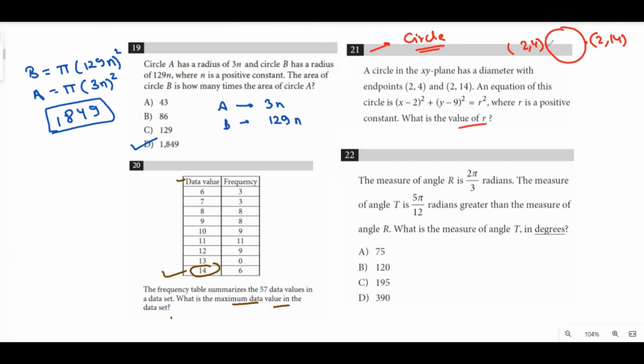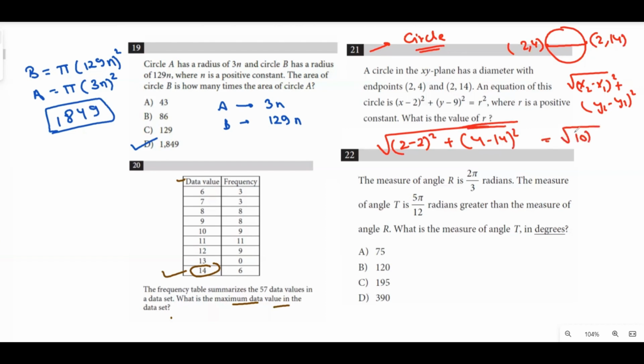There are two approaches. Approach 1, you can apply the distance formula and find the diameter. The distance formula is nothing but the square root of x2 minus x1 whole square plus y2 minus y1 whole square. It will be 2 minus 2 whole square, then plus 4 minus 14 whole square. If you solve this, you will get square root of 10 whole square, which is 10. That means the diameter will come out to be 10, because this entire distance will be my diameter. If I just take half of this, that will be the radius. That means the radius will come out to be 5 units. Radius will be 5.